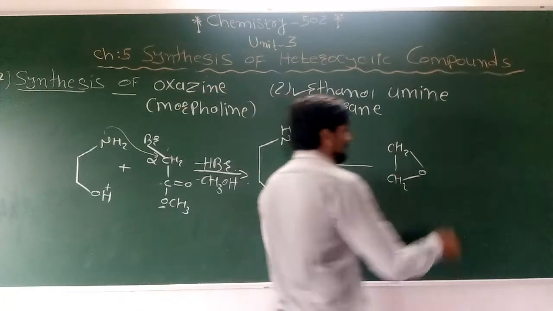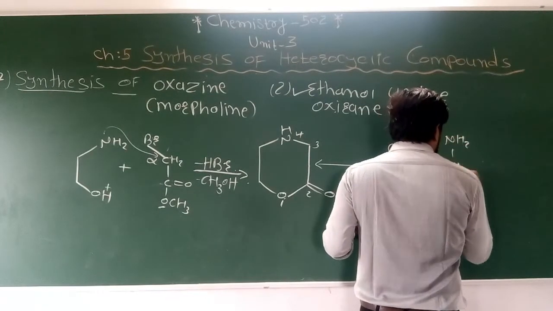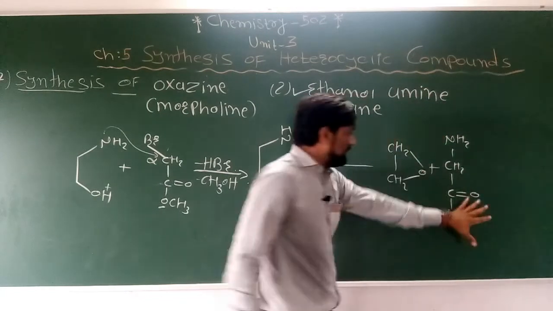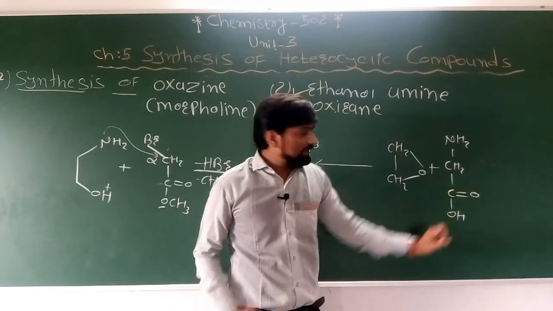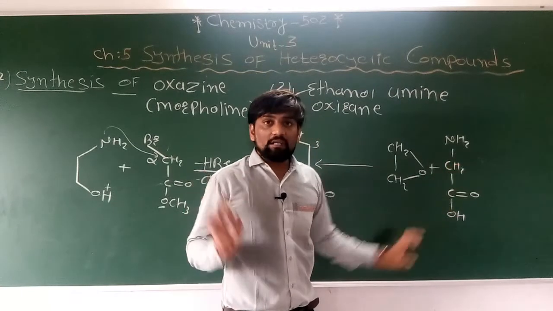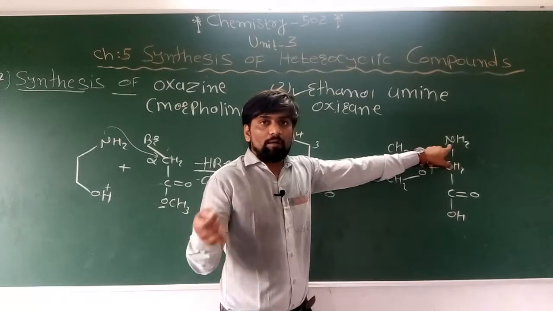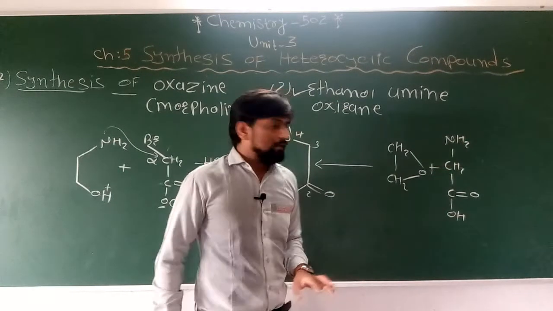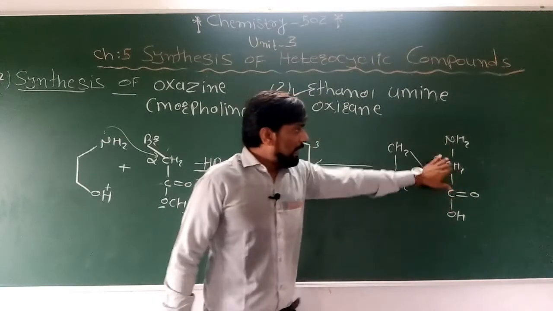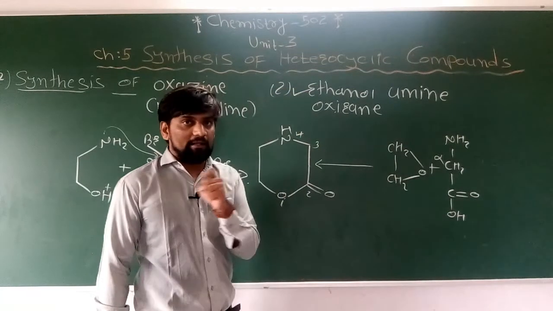Whenever it reacts with NH2, here CH2, here C double bond O and OH, this is an acid. Which acid? C double bond O OH means COOH. This is ethanoic acid with one more substitution, NH2. So this compound is named alpha amino ethanoic acid. When alpha amino ethanoic acid reacts with oxirane, what happens?